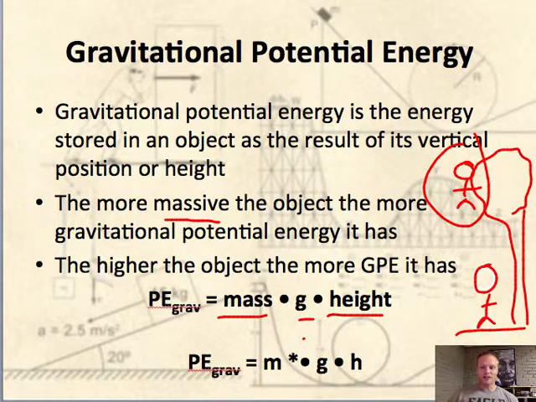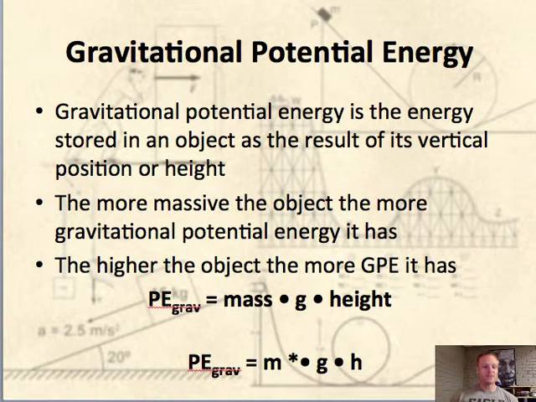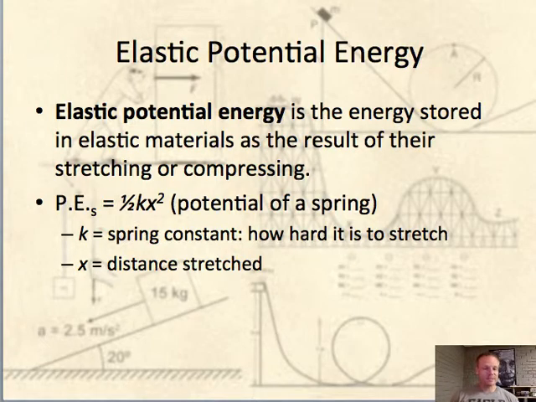All right, let's talk about elastic potential energy. This deals with springs, or, for example, if you take a rubber band and pull it apart. The rubber band, when it's taut, has energy stored in the material as a result of the stretching. Or in the case of a spring, if you compress it, it also has energy stored in the spring itself. So the formula for elastic potential energy is 1/2 kx squared.